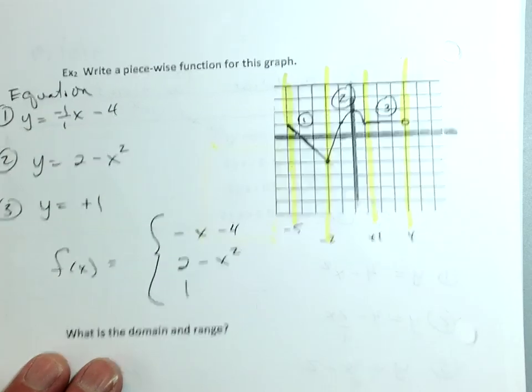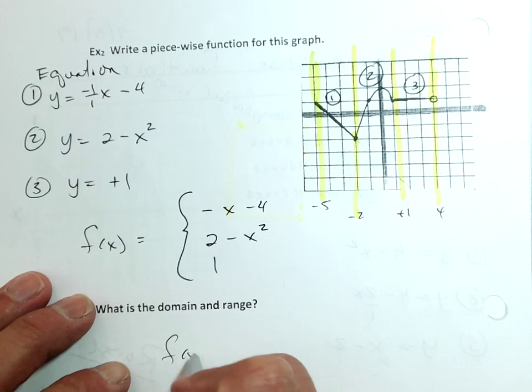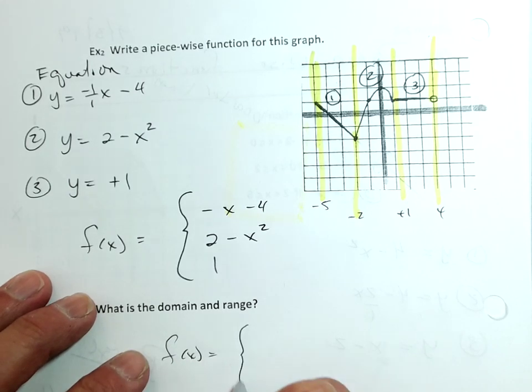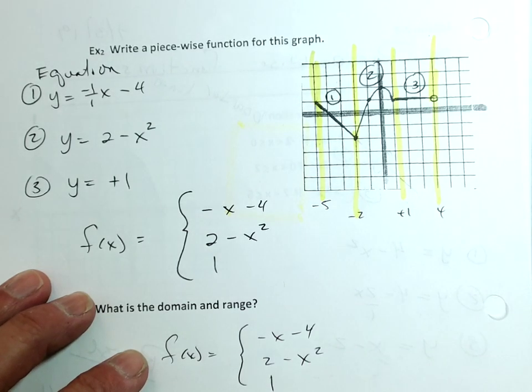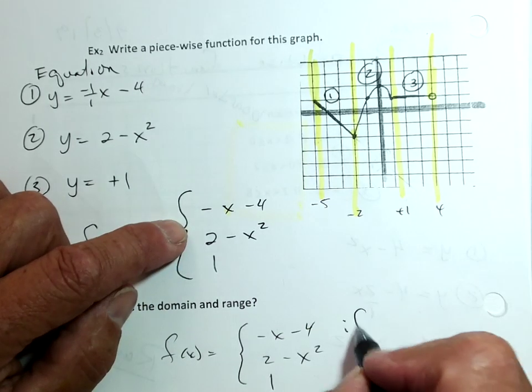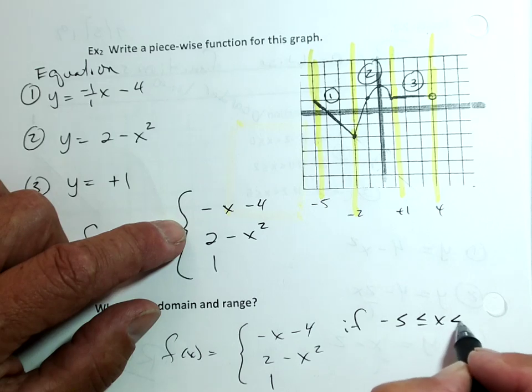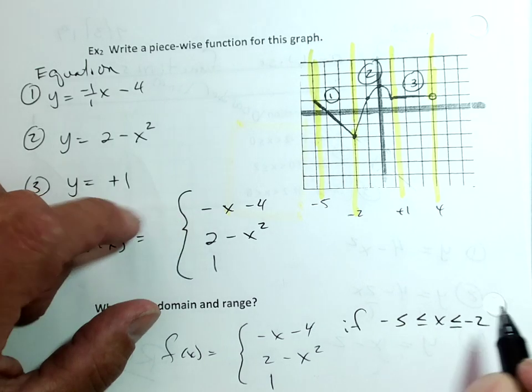So I'm just going to write, oh darn it, let me rewrite this down here. I'm going to run out of room. Negative x minus 4, 2 minus x squared, and 1. Okay, now we put the boundaries in. So graph 1, first graph is if, we put if, negative 5 is less than or equal to x, which is less than or equal to negative 2, okay?